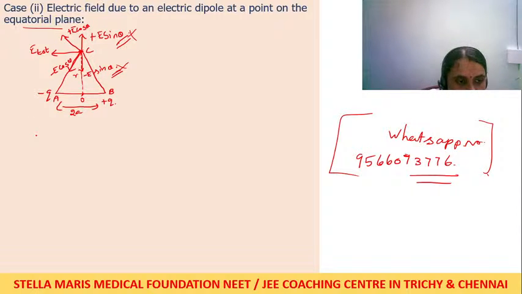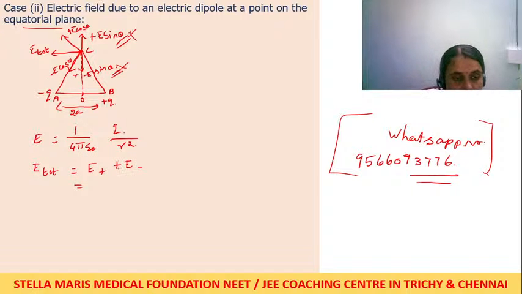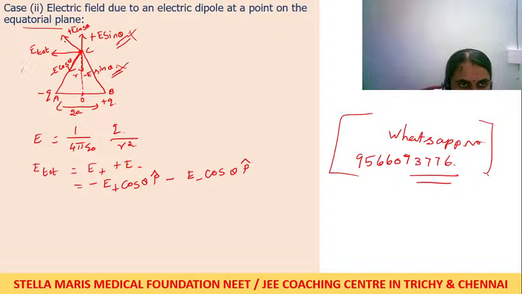We know that the electric field value is 1 by 4 pi epsilon naught Q divided by R square. So E total will be equal to E plus plus E minus. Here we consider just cos theta alone. So minus E plus cos theta P cap minus E minus cos theta P cap. Both E plus cos theta P cap and E minus cos theta P cap are on the negative side.